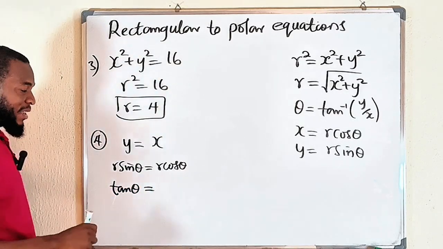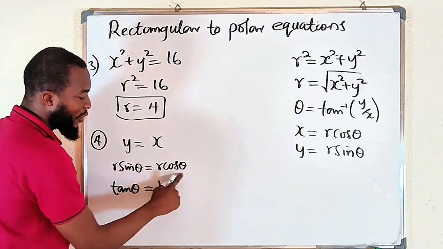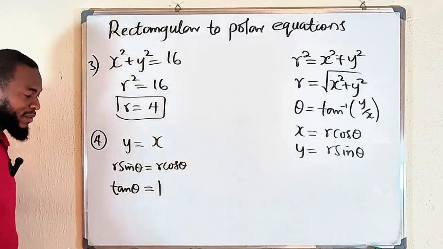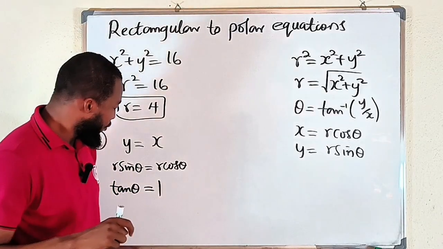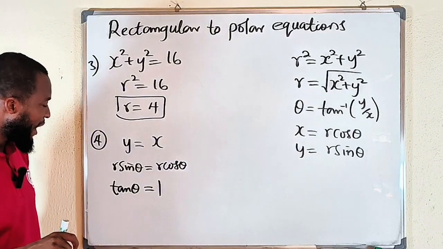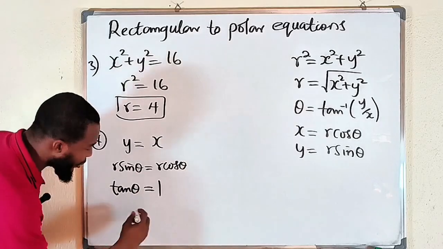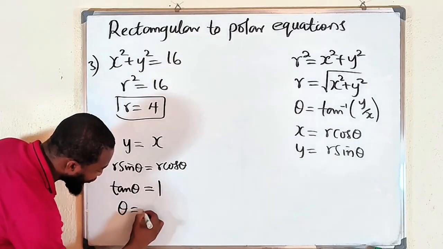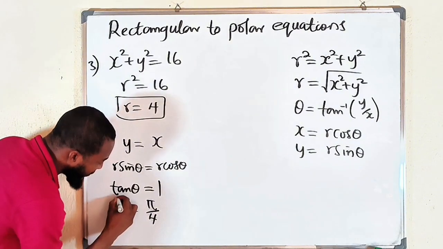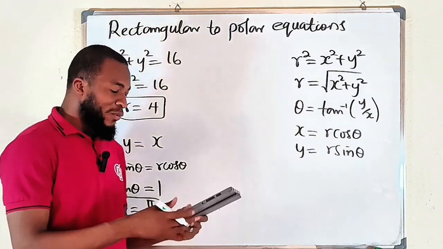And tangent theta equal to what? 1, because you divided both sides by the whole of this. So the whole of this divided by itself will give us 1. This divided by this will give us this. And tangent of which angle is 1? Pi over 4, right? So you can take tangent inverse of both sides, so that you have theta equal to tan inverse of this, which is pi divided by 4. This is what? A polar equation. Let's move on to the next one.